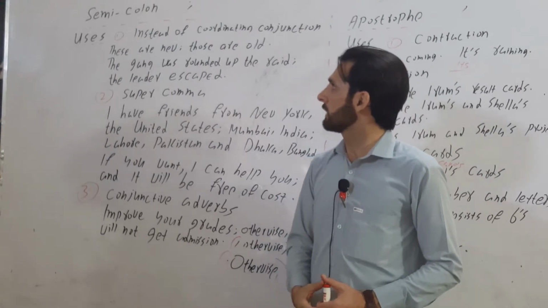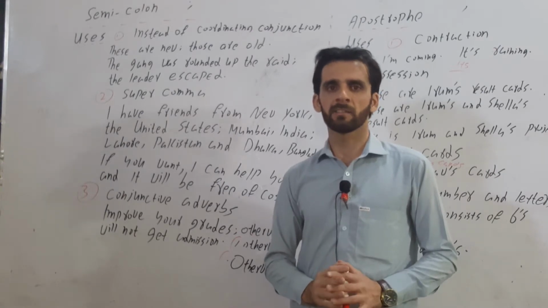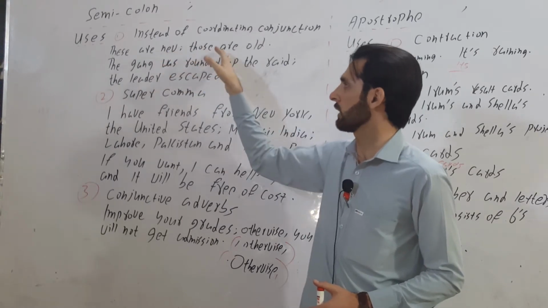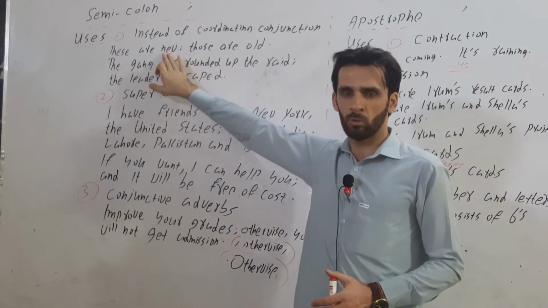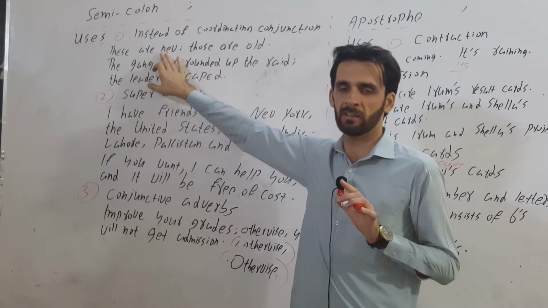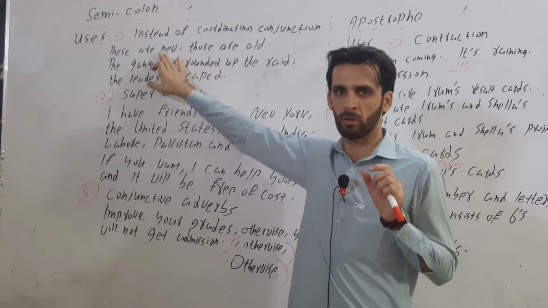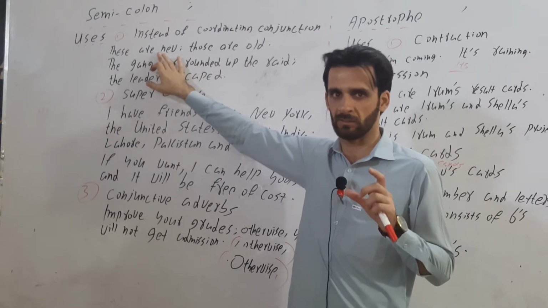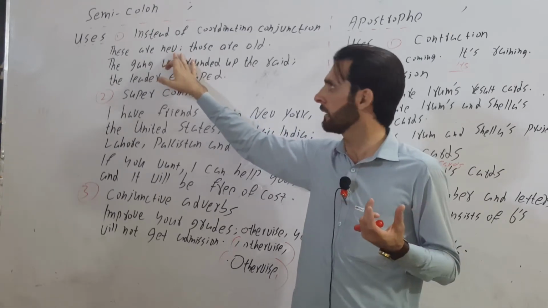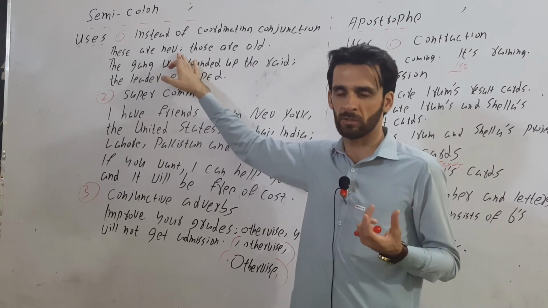The first use is that we can use semicolon instead of coordinating conjunction. Consider the sentence. These are new, those are old. If there is no punctuation mark or conjunction between two clauses, the structure is a run-on sentence. And if we have only a comma separating two clauses, we have a comma splice construction. Here we can use but, a coordinating conjunction. So we have used a semicolon here.